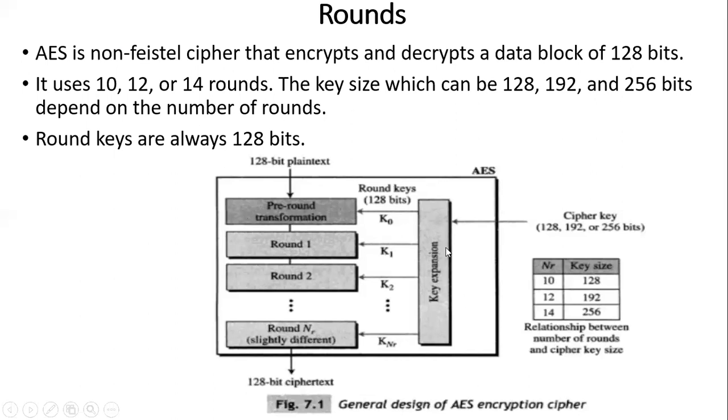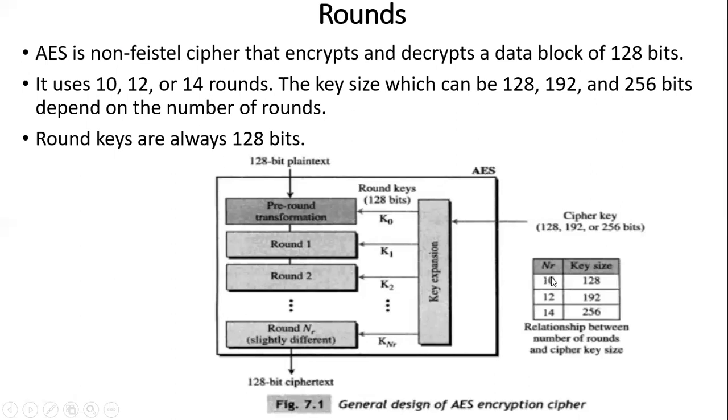And there is a key expansion. The cipher can be used with 128, 192, or 256-bit keys, and for these rounds we use some sub keys. The round key is always 128 bits, whatever key size we use. We give as input a 128-bit key, and finally, after performing this number of rounds, we get a 128-bit ciphertext. So 128-bit plain text is converted into 128-bit ciphertext in AES.